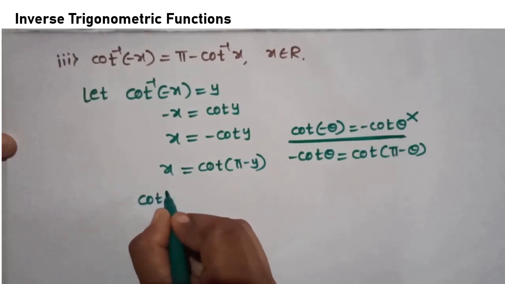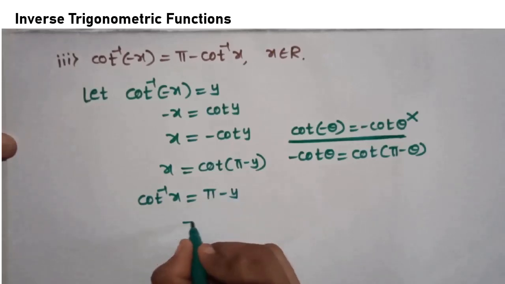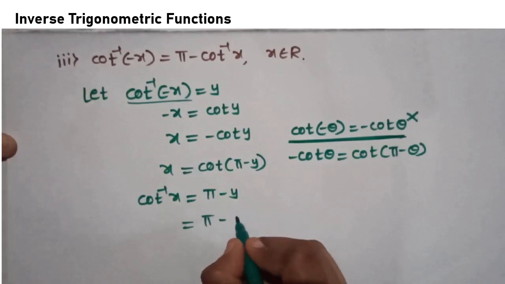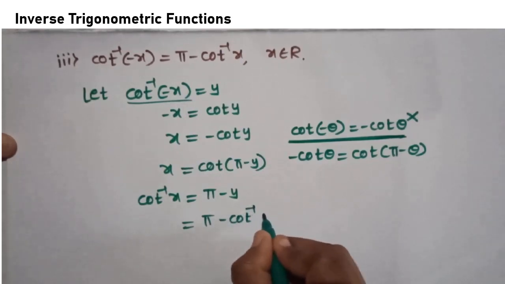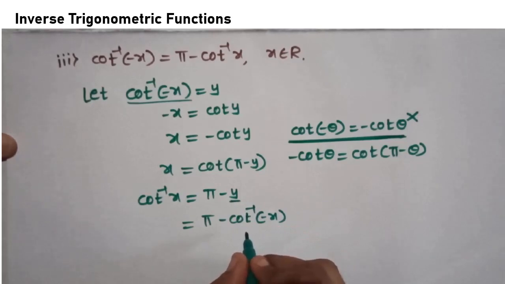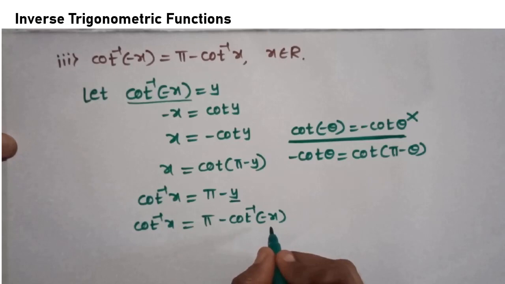Okay, therefore x is equal to cot of pi minus y. Therefore we are having cot inverse x is equals to what? Pi minus y. Again you know the value of y. The value of y is what? Cot inverse of minus x. We'll substitute it back. The value of y is cot inverse of minus x. Cot inverse x is equals to pi minus cot inverse of minus x.